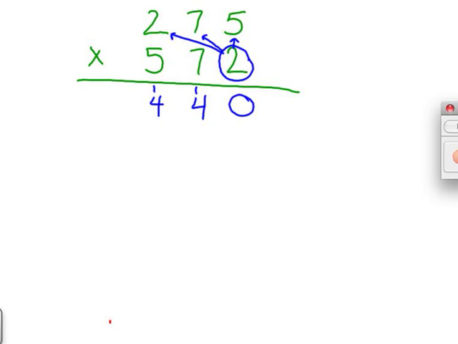Let's do the next one. Now we're at the tens column. Since we're multiplying by the tens column, our number is going to start in the tens column. So we need to make sure we put a 0 down there just to hold the spot. So we are at 7 times 5. It's 35. Carry the 3 underneath. 7 times 7. It's 49. Carry the 4 underneath. Finally, 7 times 2. It's 14. Since there's no thousandths place, we just bring the 4 over here.